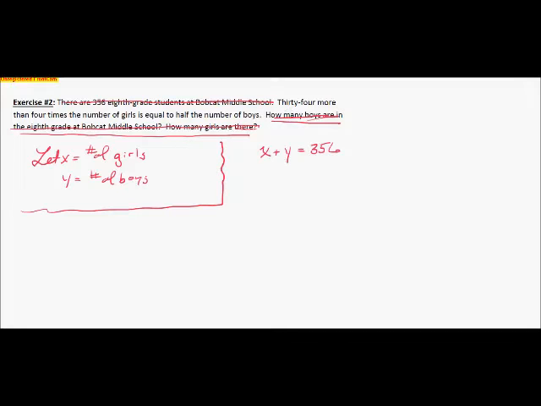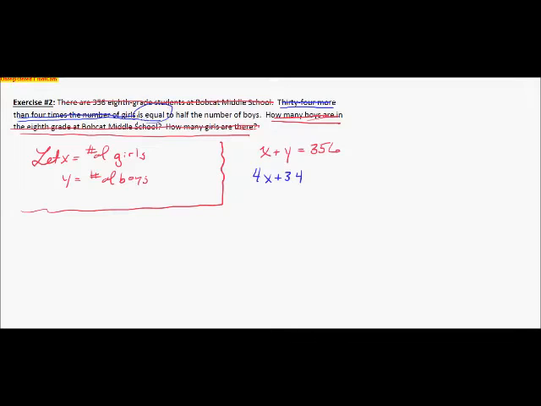34 more than 4 times the number of girls. Let's just do that part right there. Let's do that part in blue. Okay, 34 more than 4 times the number of girls. Well, 4 times the number of girls would be 4x. The number of girls is x. And if I want 34 more than that, well, then I just add 34. Okay, well, that wasn't too bad. That takes out this part of the words.